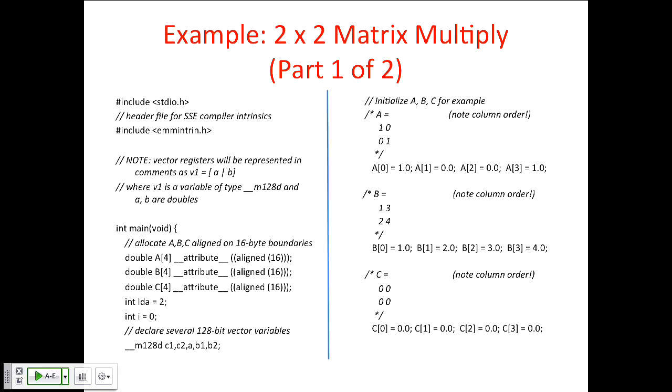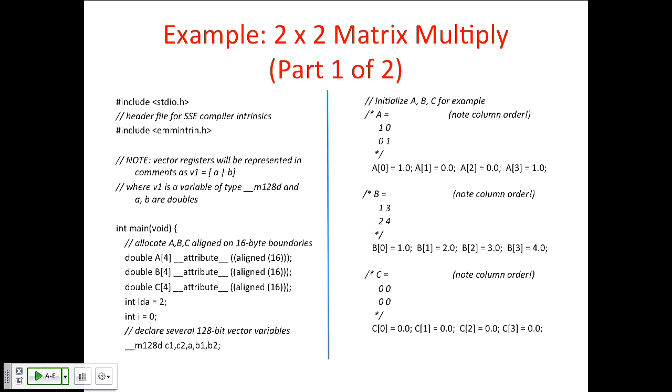Once you declare this array, there's an underscore underscore attribute underscore underscore. All the underscores are there to make sure it doesn't clash with your own attribute name you may use for a variable somewhere, right? And then this syntax just tells you to align to a 16-byte boundary. So you can tell the C compiler to align these values on these boundaries.